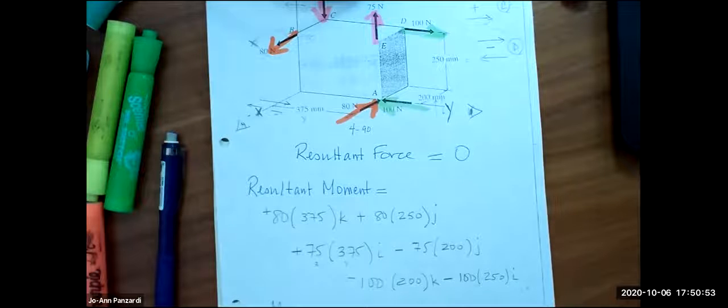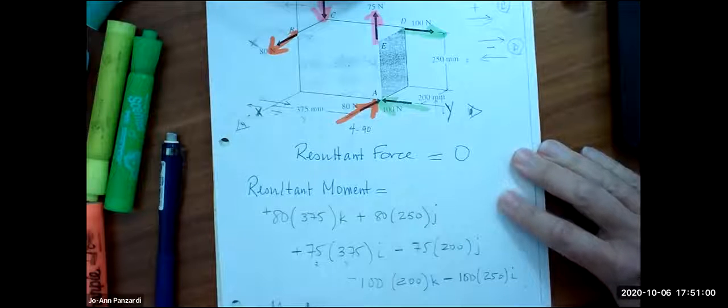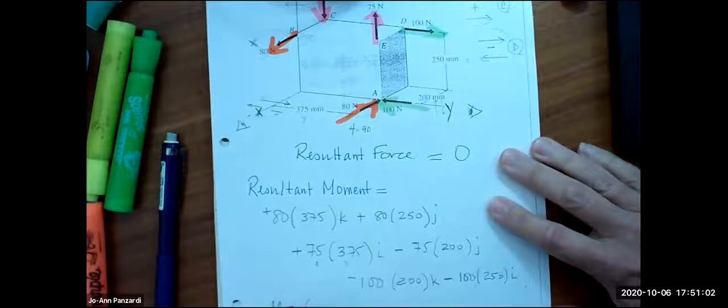Okay, so the moment the answer comes out to be, and I'm going to convert it to Newton meters: 3.1 i plus 5.0 j plus 10.0 k Newton meters.